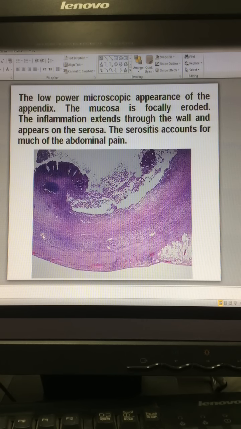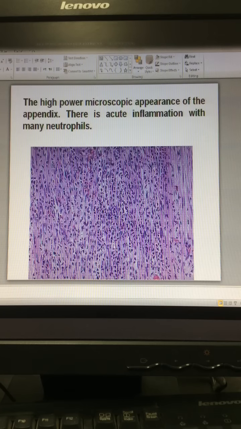The inflammatory cells are infiltrating through the muscularis propria into the outer serosal surface with congested and dilated vascular spaces. These are the neutrophils transecting through the muscularis propria, which confirm the diagnosis of acute suppurative appendicitis.